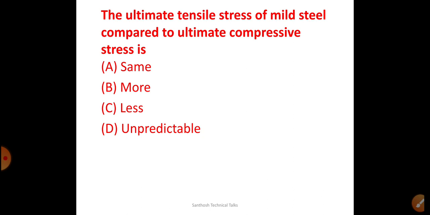The next question: the ultimate tensile stress of mild steel compared to ultimate compressive stress. For mild steel, the ultimate tensile stress is more than the ultimate compressive stress. So more is the correct answer. Ultimate is the maximum stress that can be carried by a material, here mild steel.